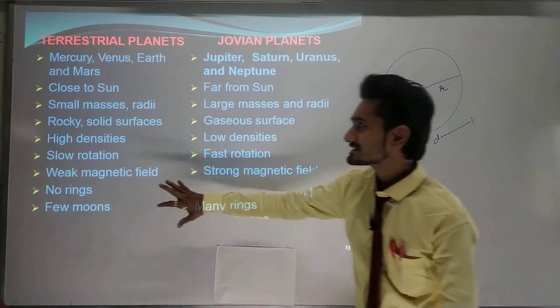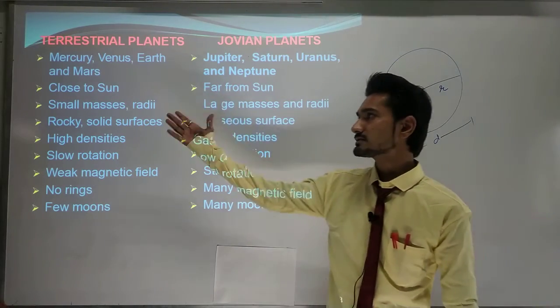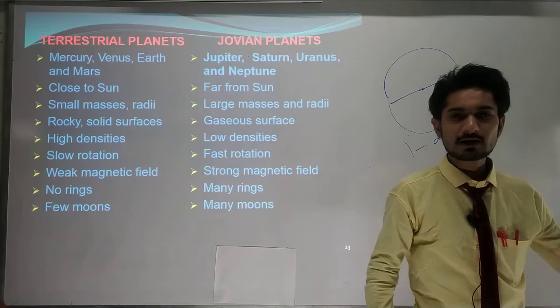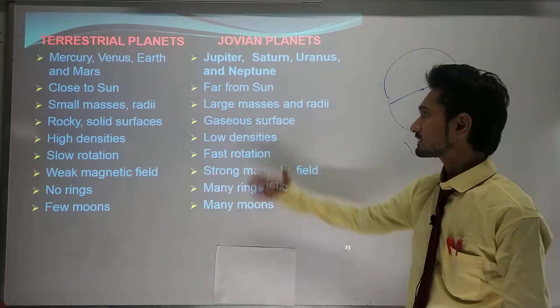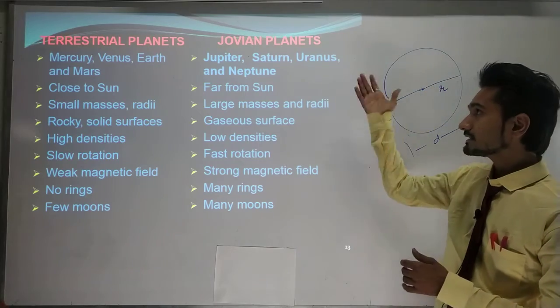So what is a terrestrial planet and what is a Jovian planet? Terrestrial planets are Mercury, Venus, Earth and Mars. All the remaining planets will be called Jovian planets. Jupiter, Saturn, Uranus and Neptune are the planets that are called Jovian planets.